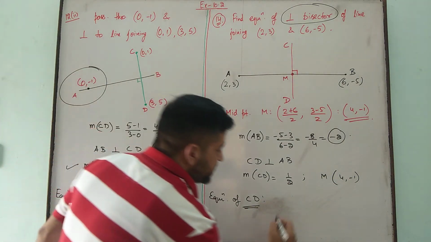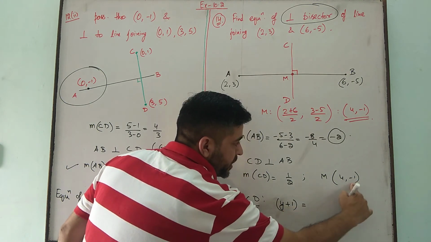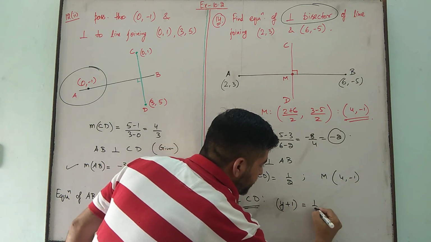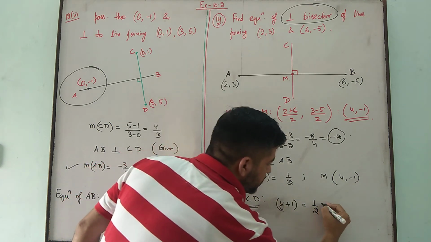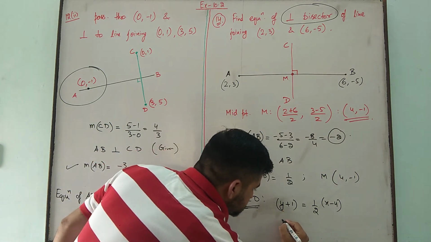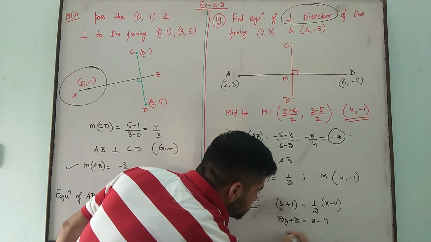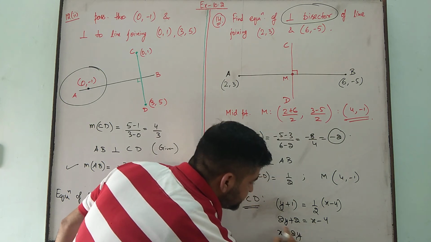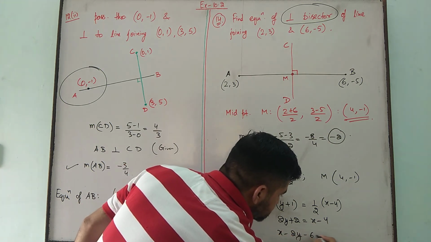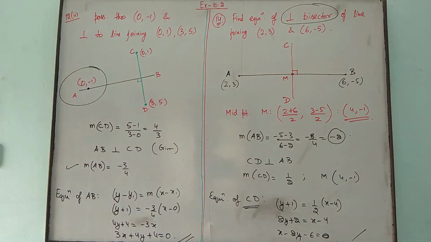So equation of CD is y minus y1, this is the point, is equal to slope of CD, 1 by 2, times (x minus x1), that is 4. So 2y plus 2 is equal to x minus 4. So x minus 2y minus 6 is equal to 0 is your required equation. Just write it down.